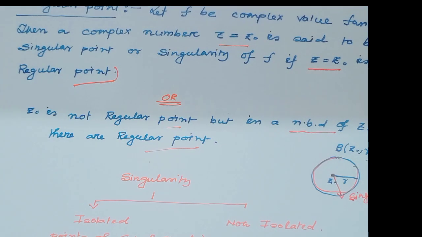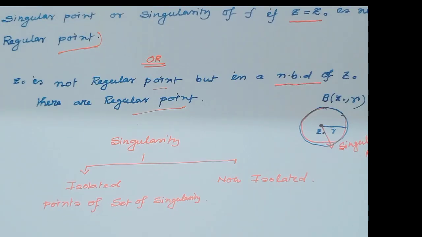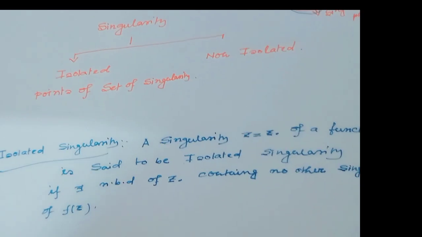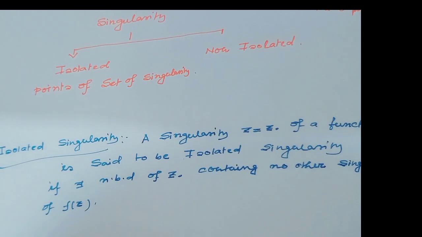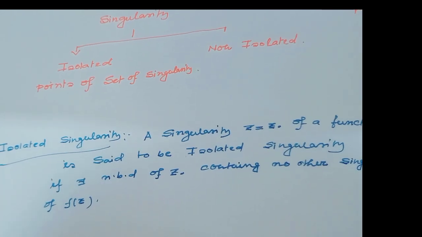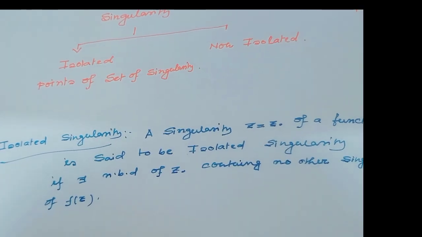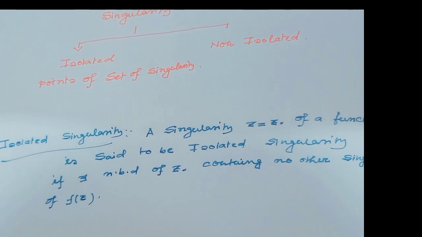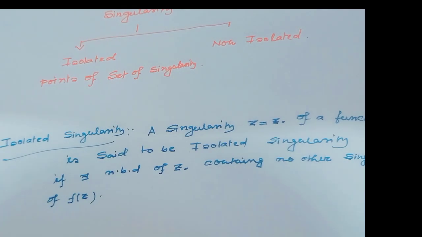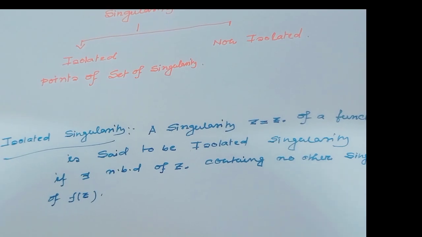Singularity is of two types: isolated singularity and limit point singularity. What is the isolated singularity? A singularity z equal to z naught of a function f is said to be an isolated singularity if there exists a neighborhood of z naught containing no other singularity of f(z).